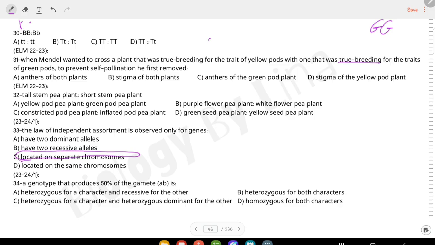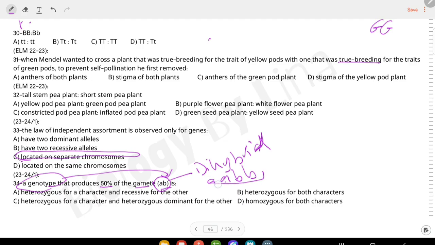Now, a genotype that produces 50% of the gamete A small, B small. First of all, the genotype, you know that it's represented by letters, and because here we have 2 different letters, this is for dihybrid cross, we have 2 characters, okay? And when we have 2 characters, for example, if we cross A small, B small, B small, if both of them are homozygous, at that time 100% will be A small, B small. But the question asked for 50% A small, B small.